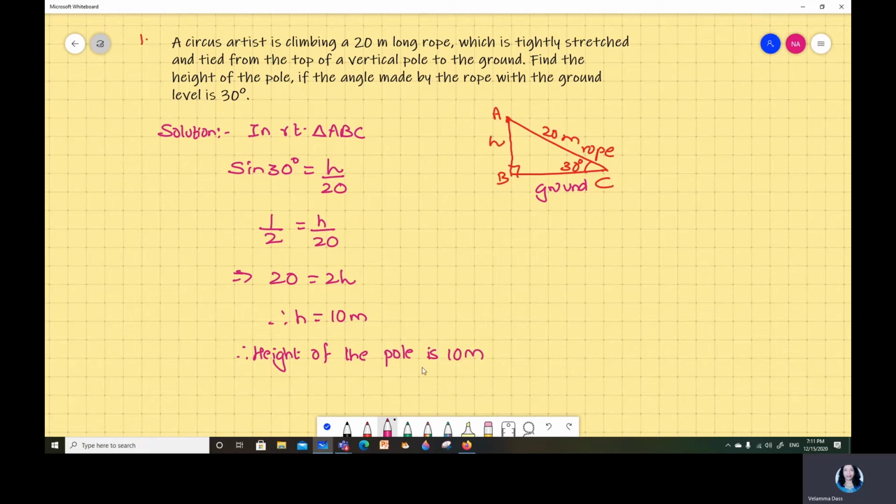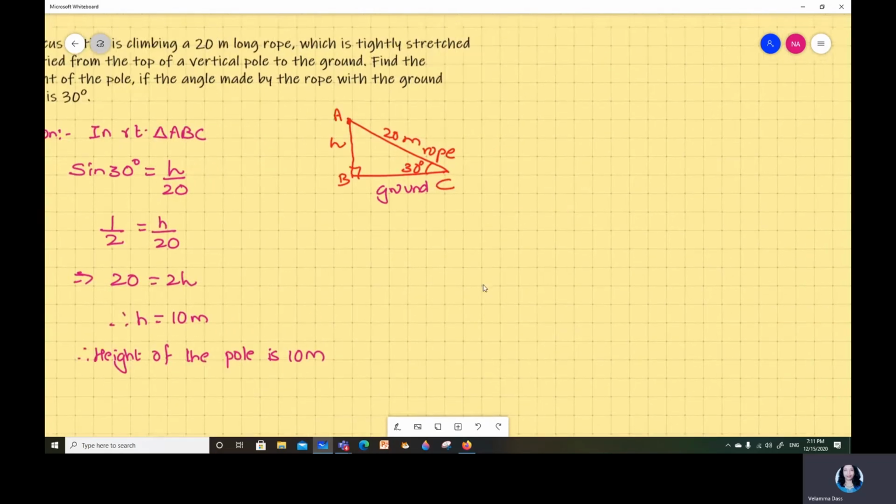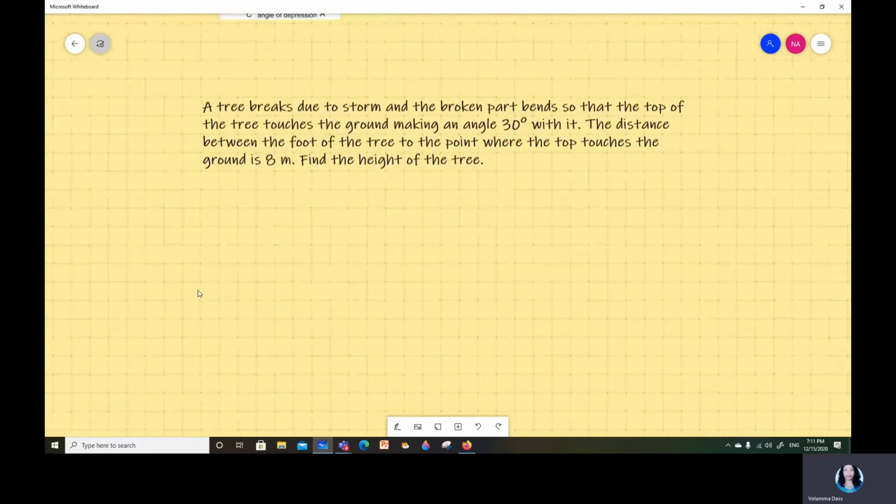Don't forget to write the statement at the last. Since for 2 marks, this many steps are enough. Now let's do the second sum.